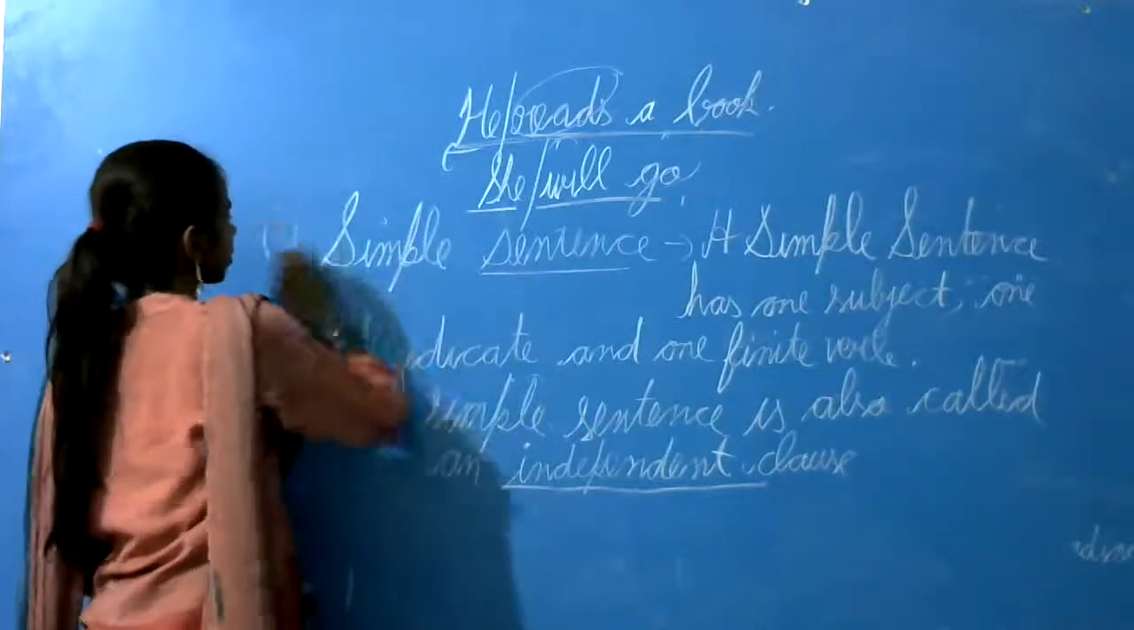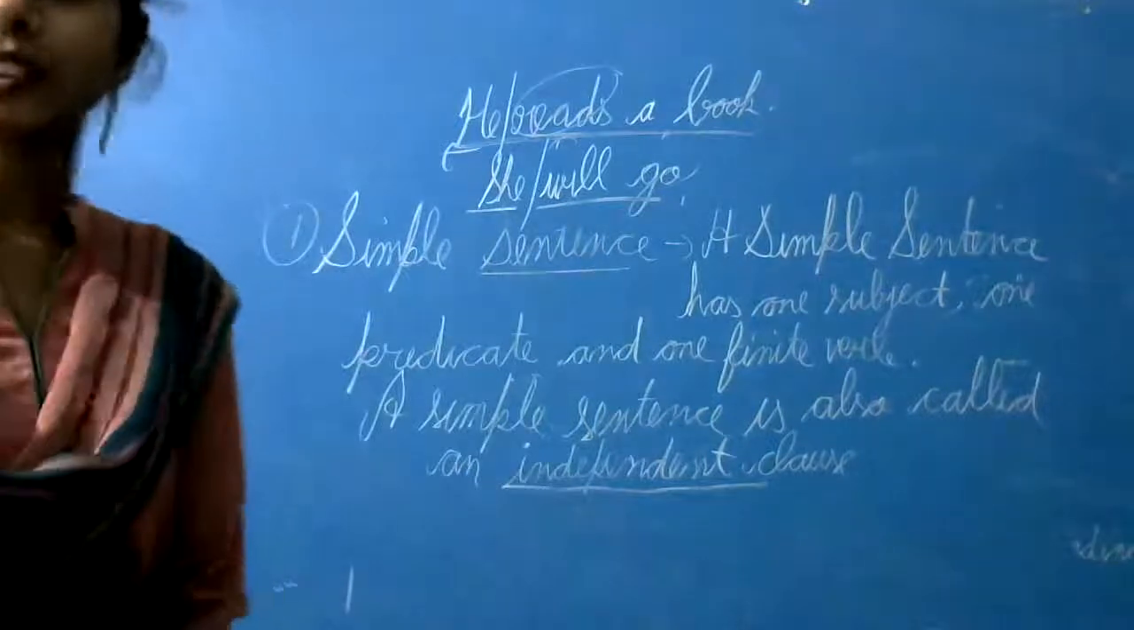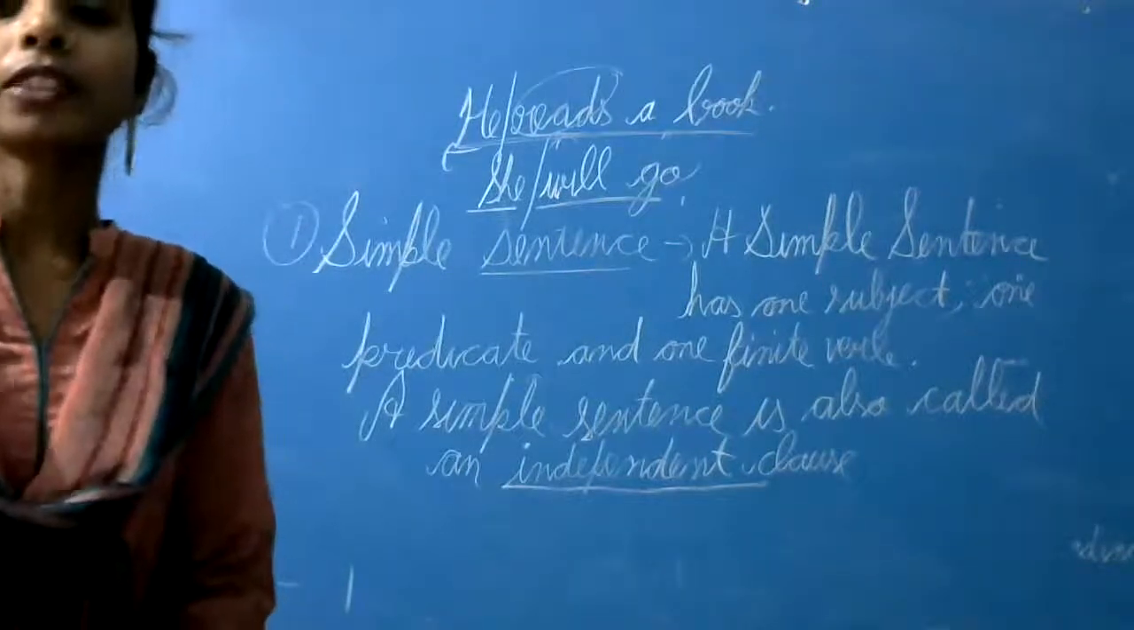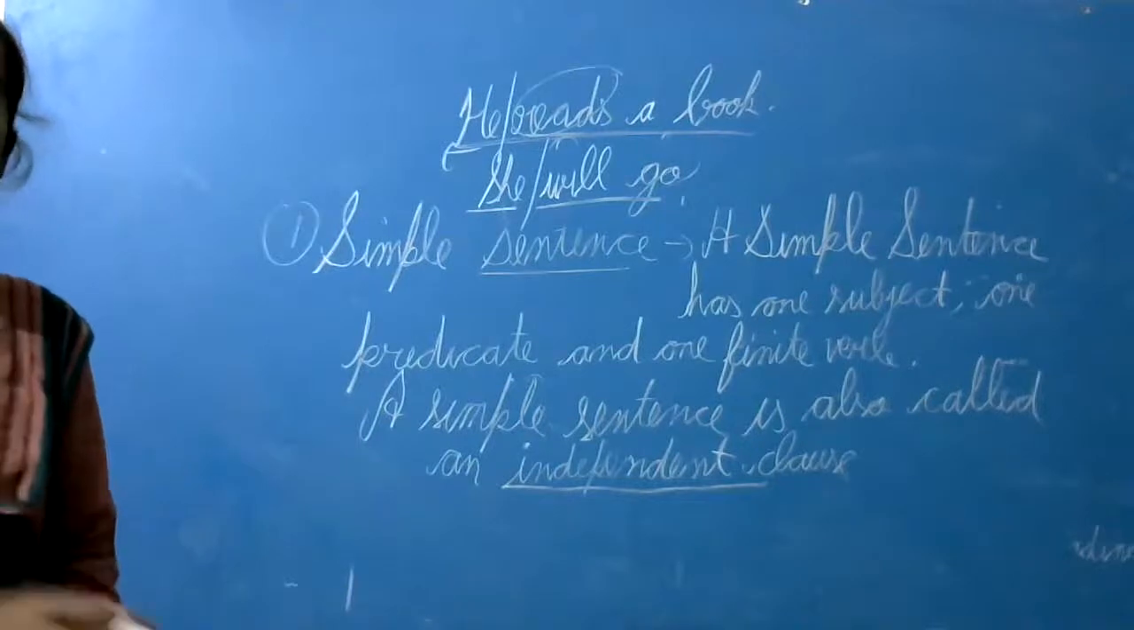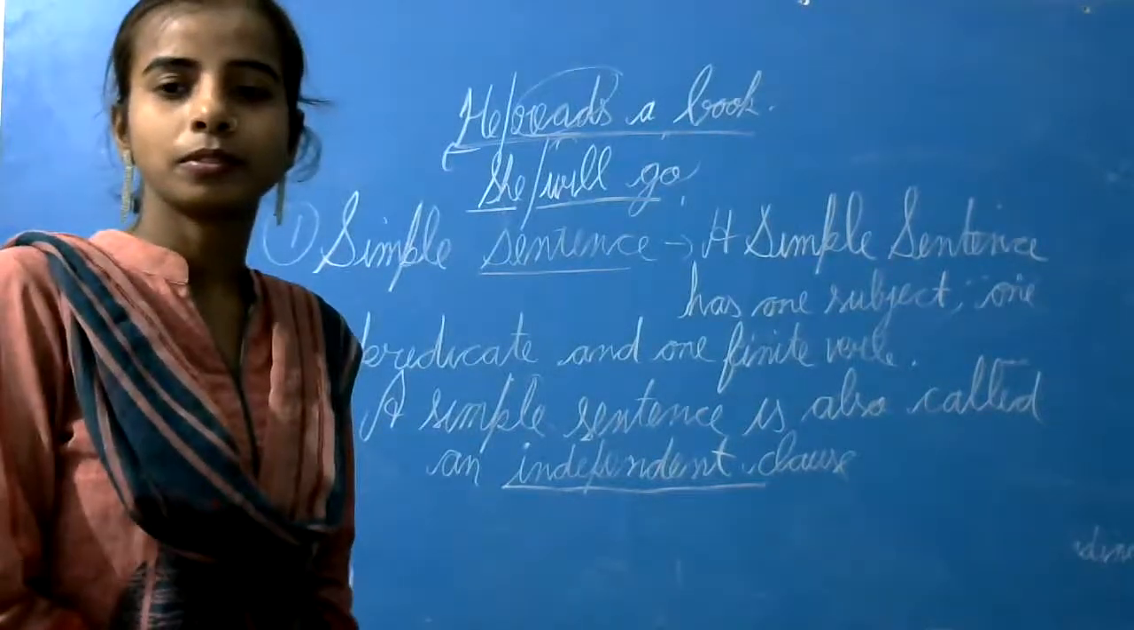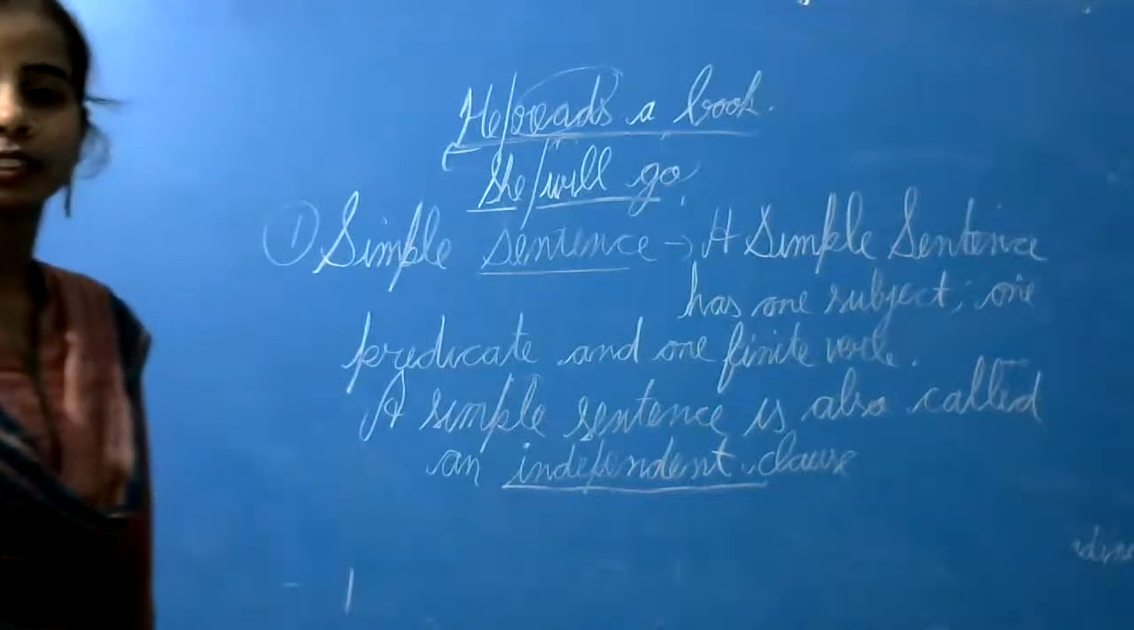Class 7, simple sentence is clear or not? If not clear, you can ask again. Raghavan Singh, Aryan, Ravi, Sharik.